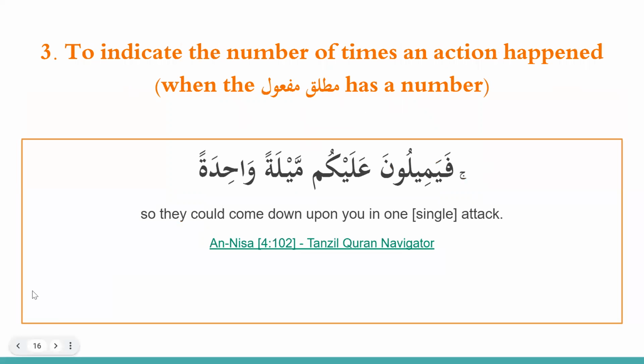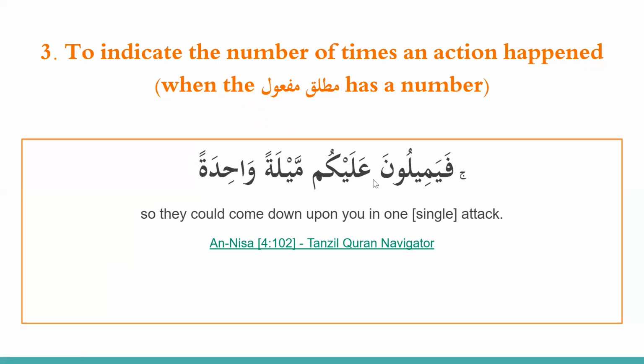Now the third function that Mafool Mutlaq performs is to indicate the number of times an action happened. So we have this example from Surah Nisa. This ayat is also a long ayat about how the prayer is performed during the battle time. So this is the part of the ayat.